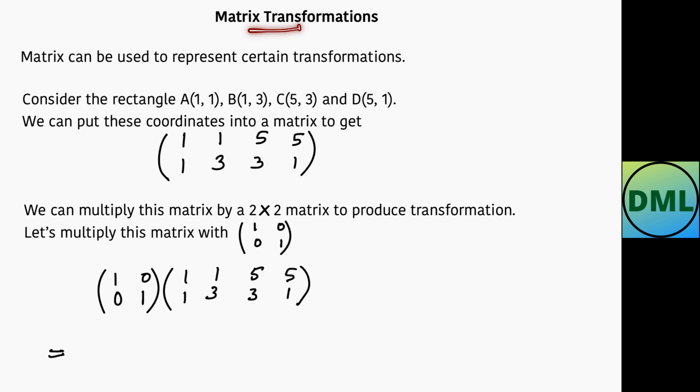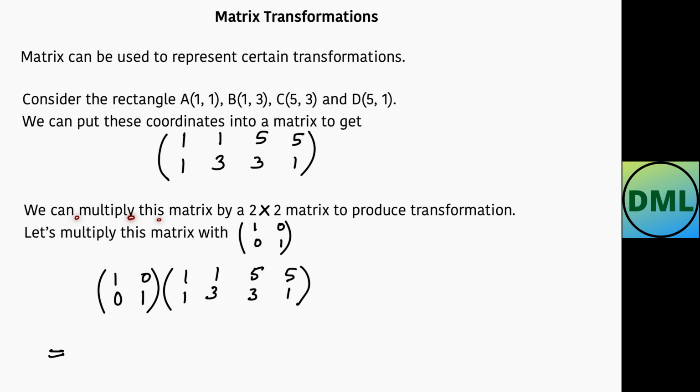Matrix transformations. Matrices can be used to represent certain transformations. We can use a matrix to represent some transformations here. Consider the rectangle A(1, 1), B(1, 3), C(5, 3) and D(5, 1). These are the coordinates of the rectangle. We can put these coordinates into a matrix to get 1, 1, 1, 3, 5, 3 and 5, 1. Write it down in matrix form.